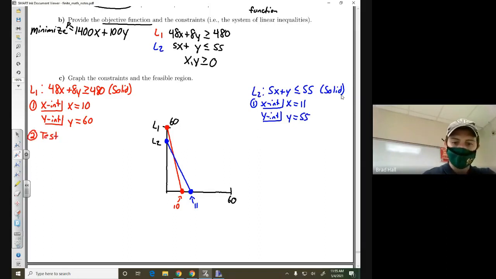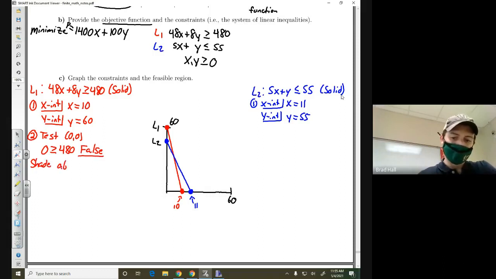Go ahead and test 0, 0 to see where we shade. We'll end up getting that 0 is greater than or equal to 480, which is false. It's a false statement. So we shade above L1. So we don't shade, of course, below L1. That tiny, tiny region between L1 and L2, that one's out. This region down here is also out.